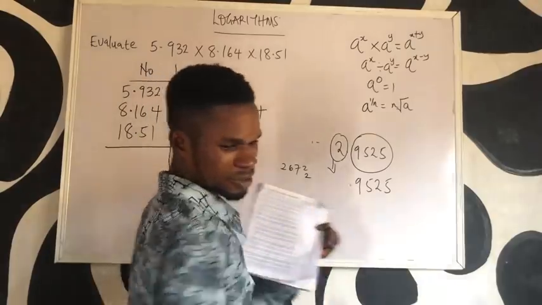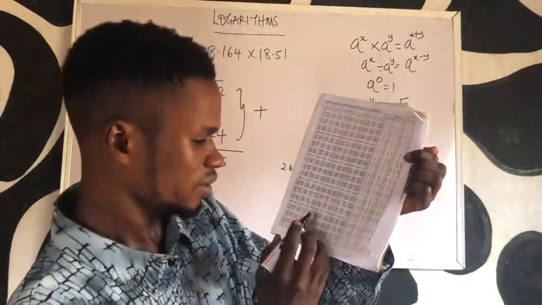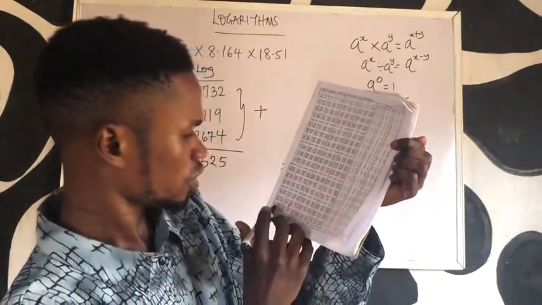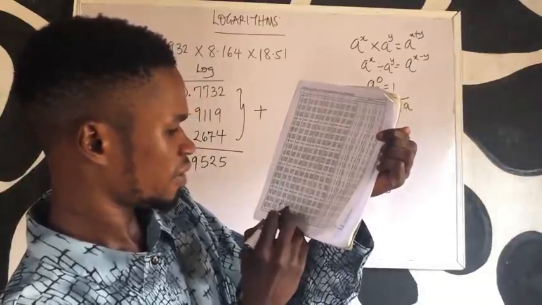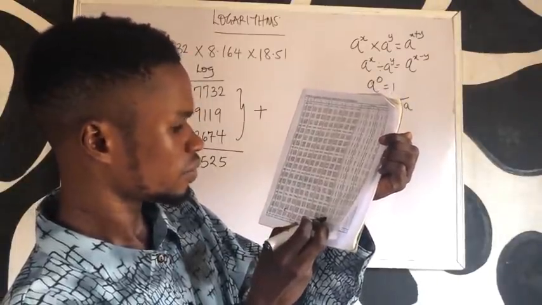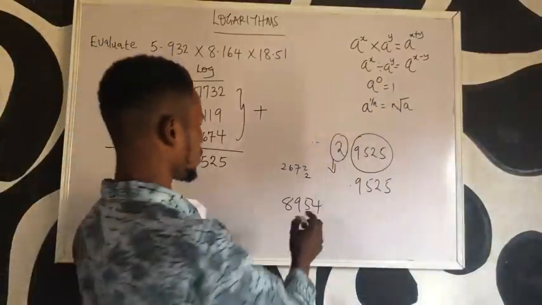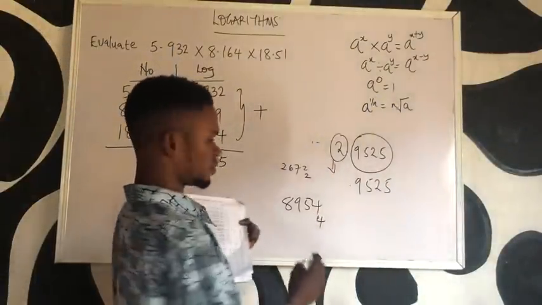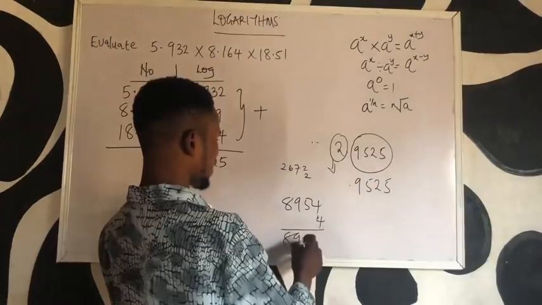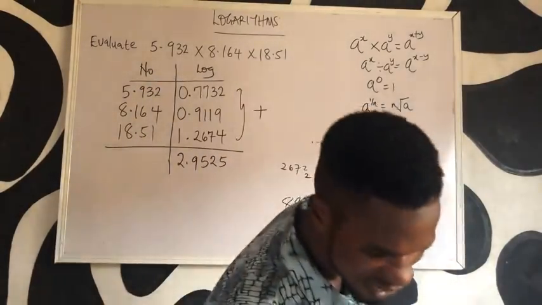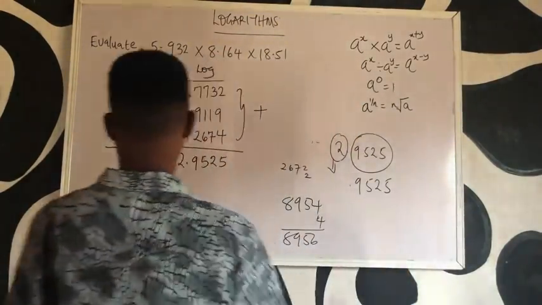8954. So our difference is what? 2. Our difference is 2, which is 4. That's addition of 4. 8956. So we have 8956.